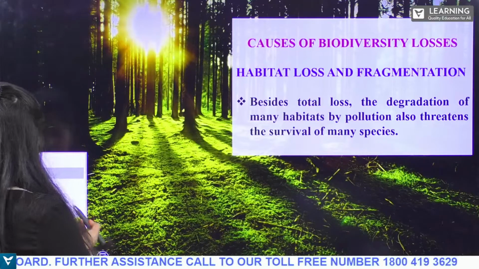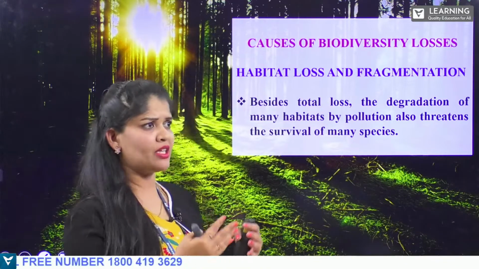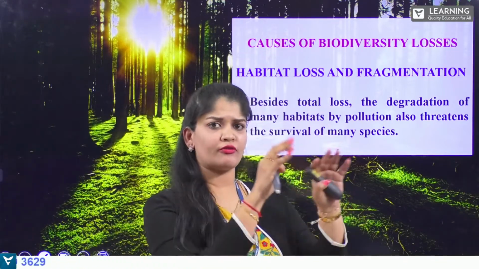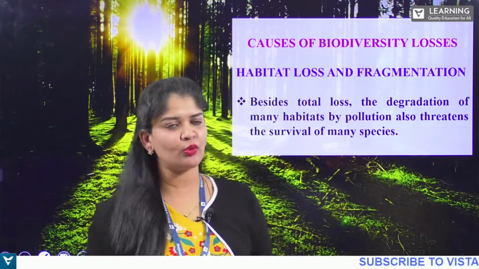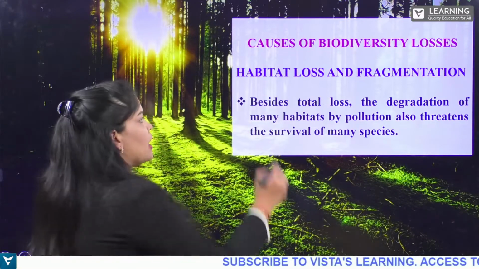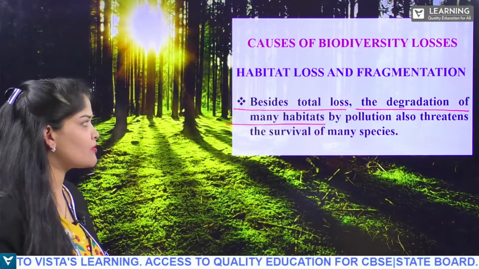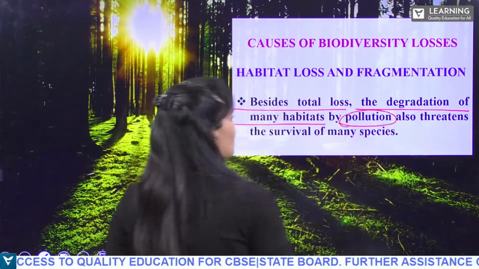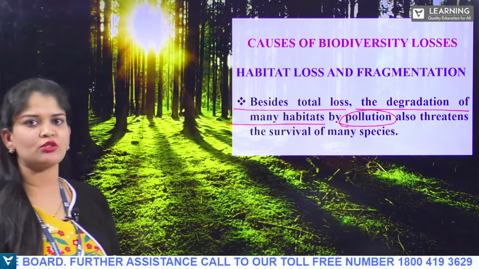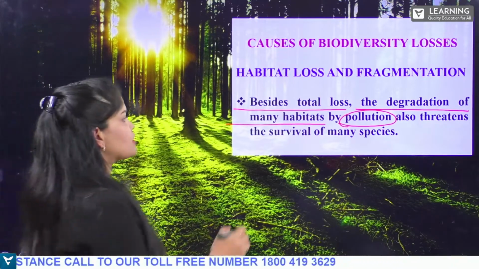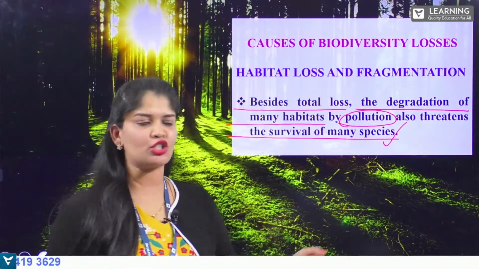Now, besides this loss of habitat and this fragmentation, where the Amazon forest or forest areas have been divided into so many fragments, and each fragment has been used for different human activities, besides total loss, there is also the degradation of many habitats by pollution. Again, pollution is one of the major reasons, and the responsibility has to come from the human race. It also threatens the survival of many species. That means many species are facing the threat of extinction now.